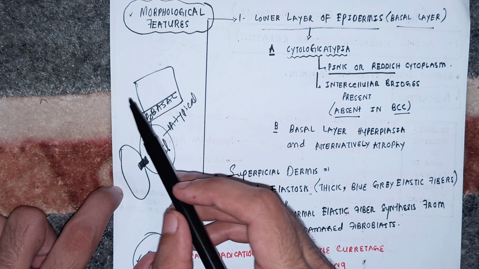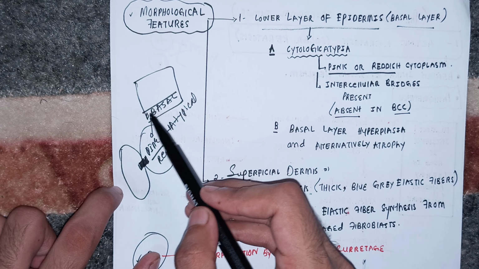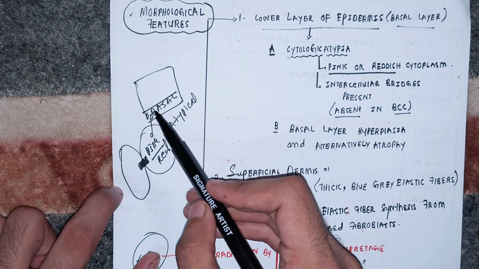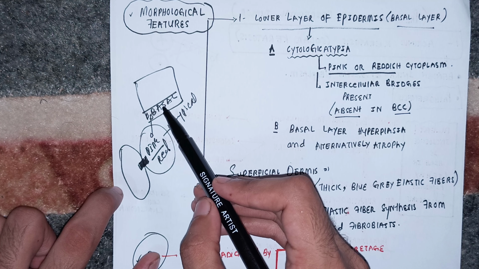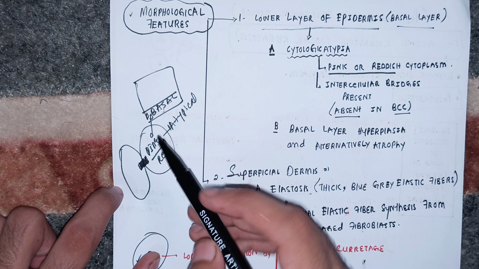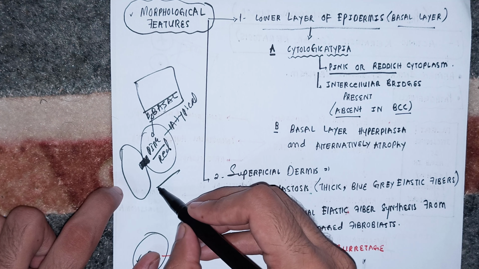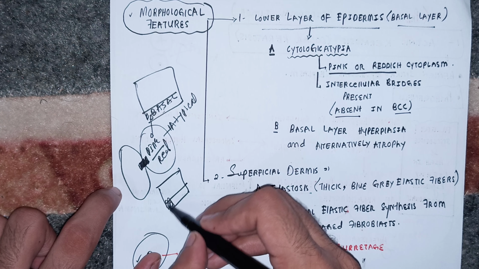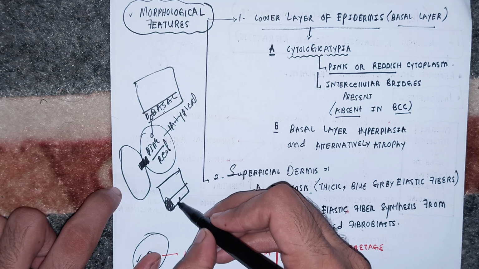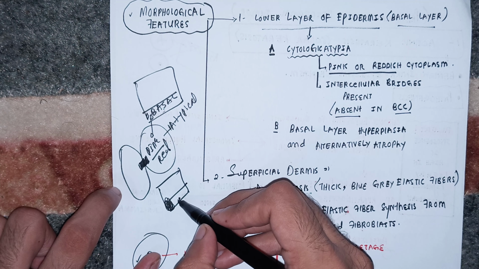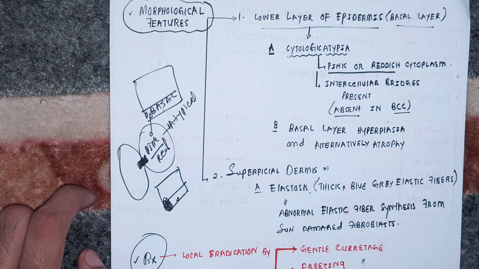And one more thing I have to tell you in morphological features related to this basal layer: at some places there is hyperplasia of the cells, and at some places there is atrophy of the cells, leading to thinning of the epidermis. If I again draw the same thing for you, this is the epidermis, and this is the basal layer. At some places there is hyperplasia of the cells, at some places there is atrophy. So in some places the epidermis is thick, and at some places there is thinning of the epidermis.